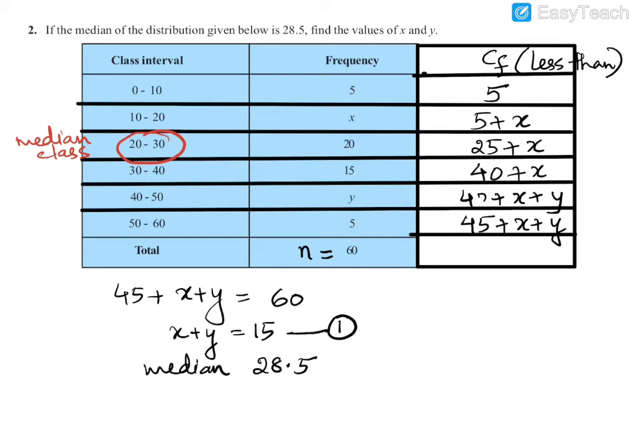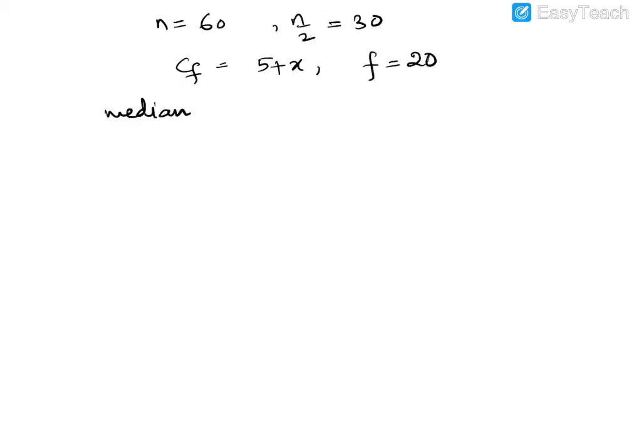CF is the cumulative frequency of the class preceding median class. So this will be the cumulative frequency, that is 5 plus x, and F will be the frequency of the median class. So 20 will be F. The class size H is clearly 10. So now we can use the formula for median. So median is equal to L plus n upon 2 minus cumulative frequency divided by F into H.